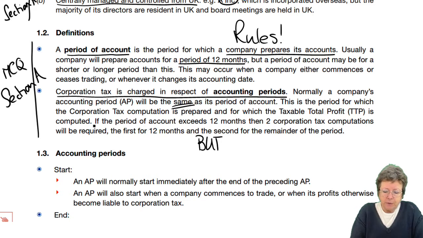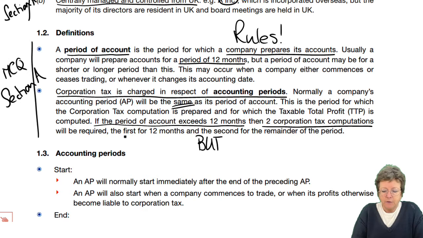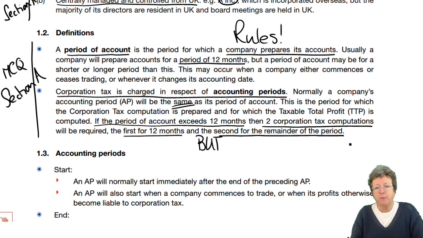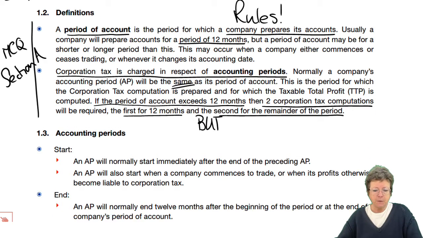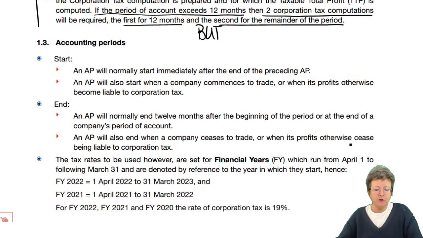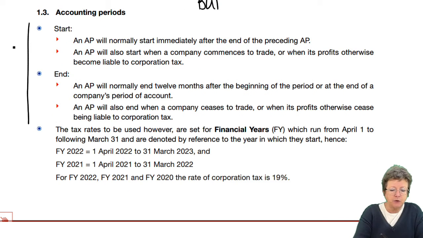If the accounting period is excessive and more than 12 months, then 2 corporation tax computations are needed. The first will always be 12 months and the second will be the remainder of the period, in which case there are 2 accounting periods. So when do these accounting periods start and end? You can see too that this is a multiple choice question, section A questions.